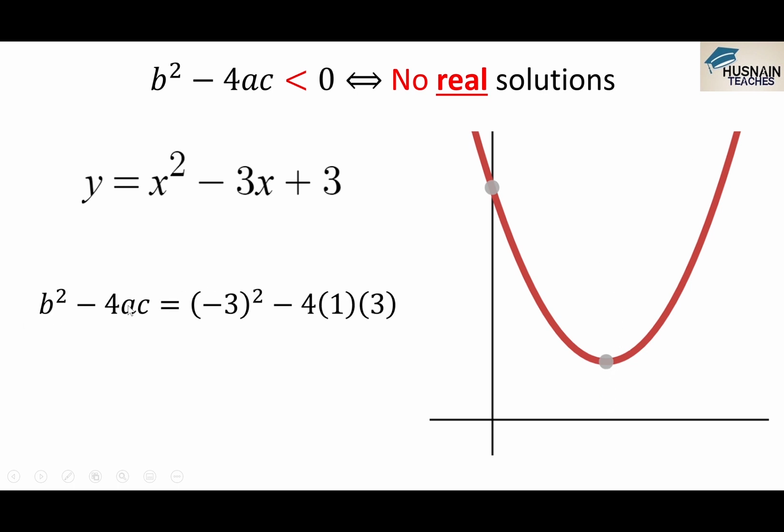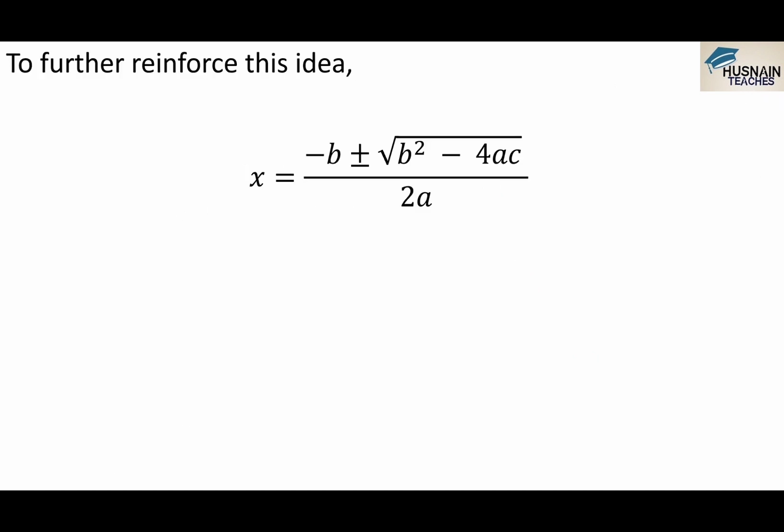Again, let's quickly substitute these values in. You square the minus 3, you subtract 4 lots of 1 multiplied by the 3, and of course you get 9 minus 12, which is definitely negative. And so we've seen that when there are no real solutions, the discriminant is going to be negative. But again, let's try and see why this is true.